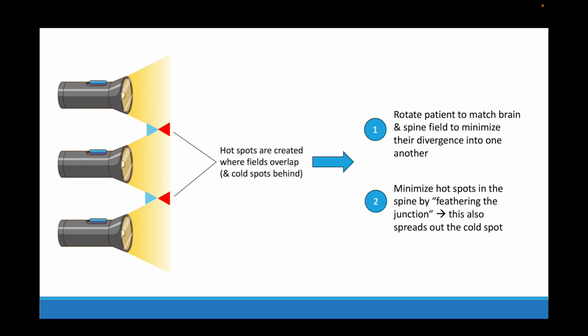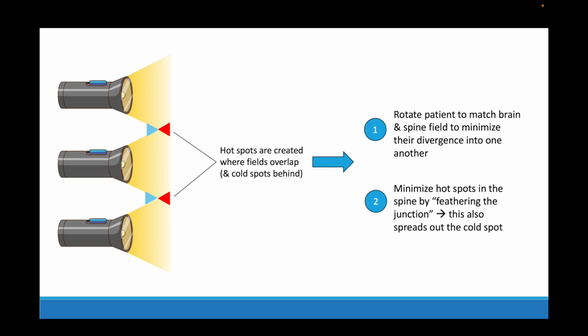We have the advantage of being able to do that for the whole brain and spine fields because they are on different axes. If we did that while we were treating the spine, though, we would end up probably missing some area, or it wouldn't work out to rotate the patient in such a way to match the divergence. So in the spine, we're faced with this flashlight effect where when we stack the flashlights, we get these hot and cold spots.